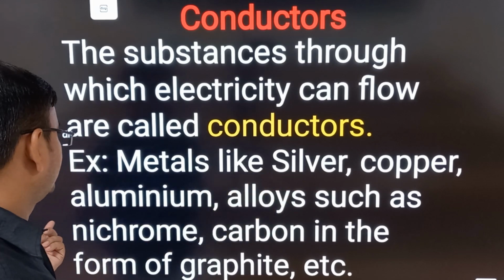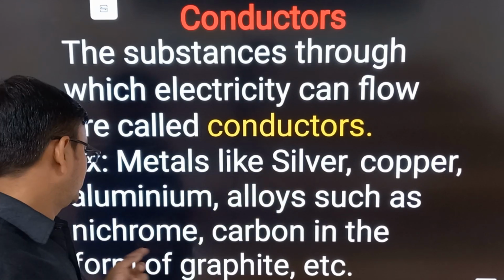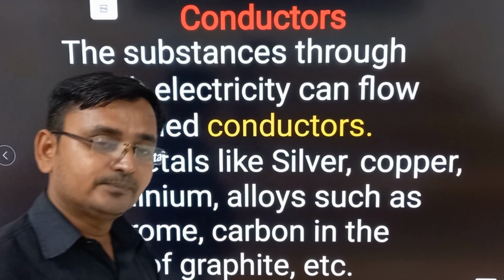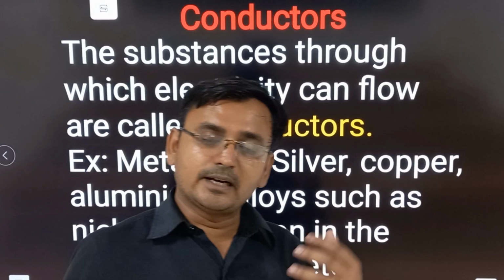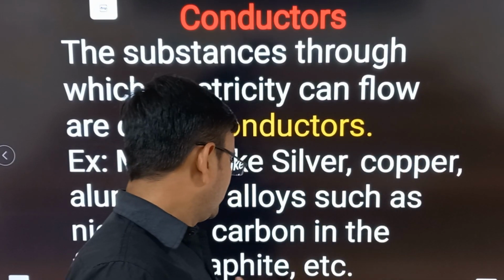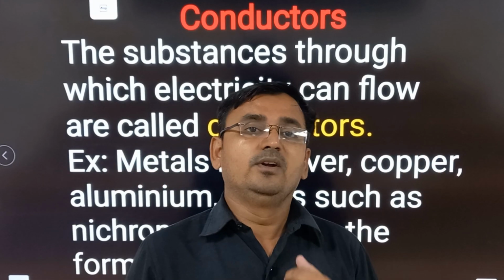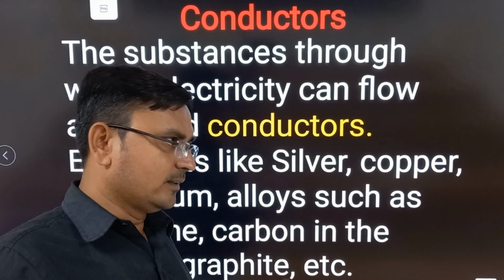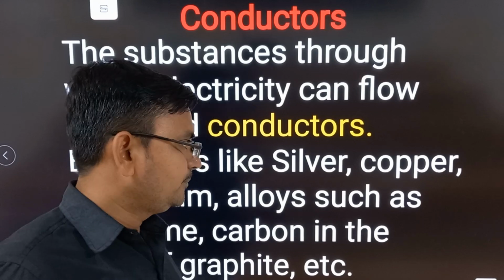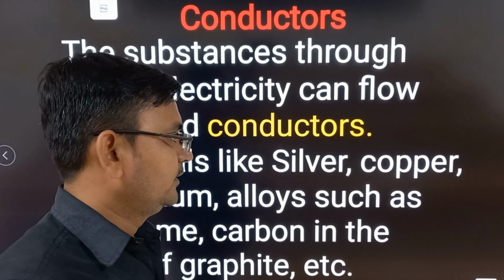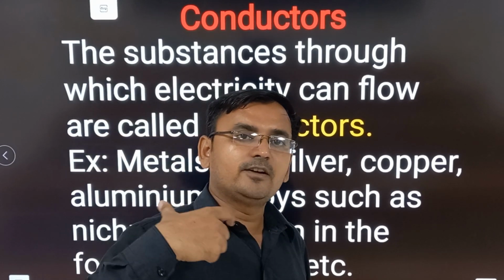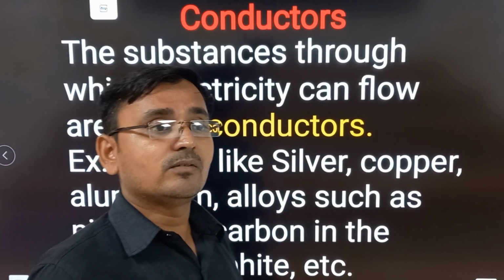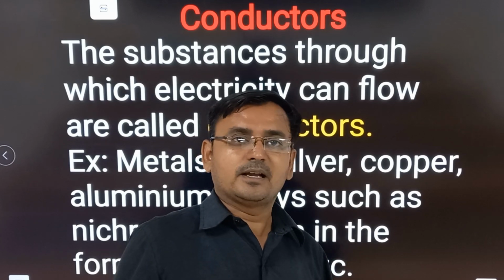Here examples are given: silver, aluminium, copper, alloys such as nichrome, carbon in the form of graphite. We know that there are different forms of carbon. The graphite form of carbon is also one type of conductor. So many metals and alloys are available that are good conductors. Good conductors means current can flow through them easily. So we can say that the resistance of good conductors is very low.